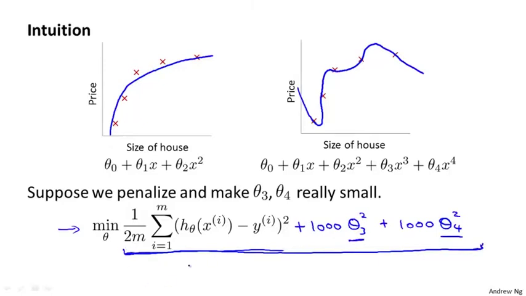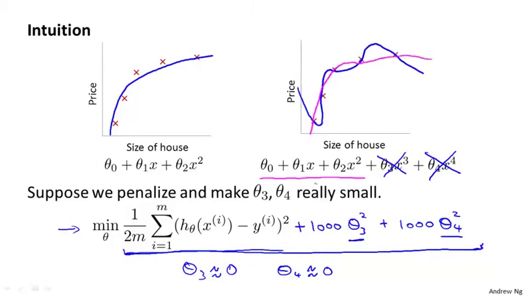So when we minimize this new function, we're going to end up with theta 3 close to 0 and theta 4 close to 0. And that's as if we're getting rid of these two terms over there. And if we do that, then if theta 3 and theta 4 are close to 0, we're basically left with a quadratic function. And so we'll end up with a fit to the data that's a quadratic function plus maybe tiny contributions from small terms, theta 3, theta 4, that are very close to 0. And so we end up with essentially a quadratic function, which is good because it's a much better hypothesis.